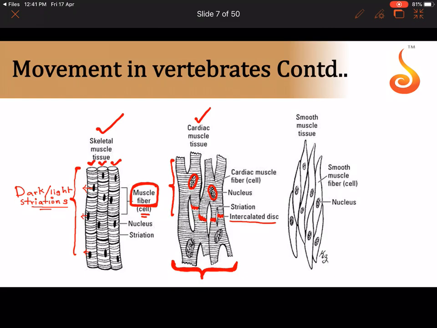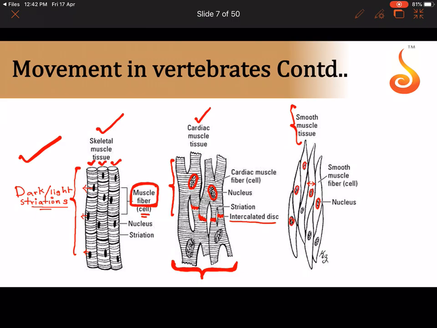Then see how different a smooth muscle cell is. The smooth muscles are spindle shaped, they are broad at the center and narrow and tapering at their ends. Here also can you see that they have a single nucleus. It's only the skeletal muscles which are multinucleated, but here you can see the smooth muscles have a single nucleus that is located at the center.